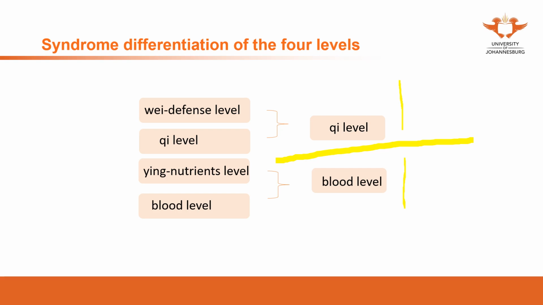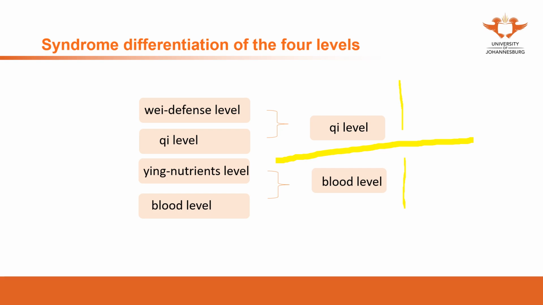The Qi level is also superficial compared with the blood level. So from this theory, we think about the human body from 2 levels only, Qi and blood. But the Qi level is too broad to diagnose. If you diagnose at the Qi level, it's too vague. So from the Qi level, we're going to separate it into the Wei defensive level and the Qi level.